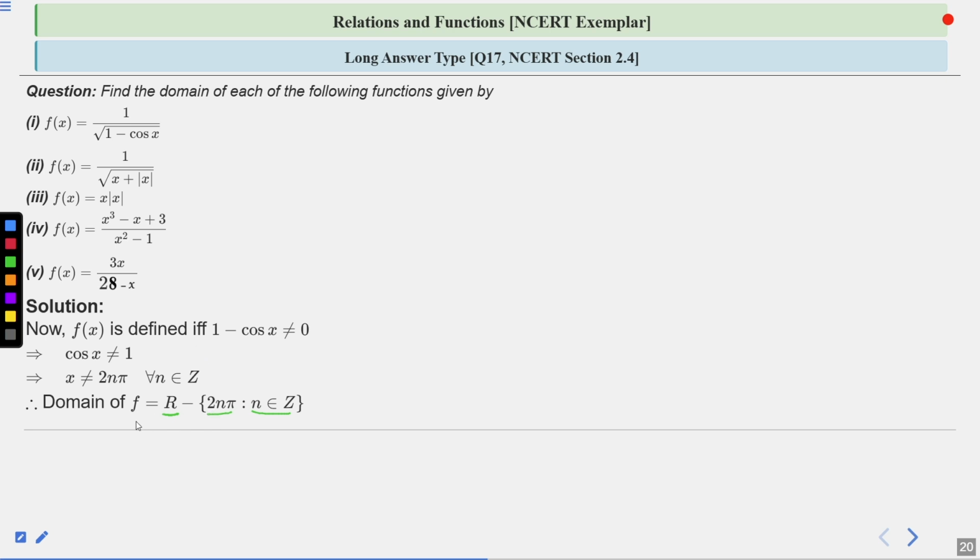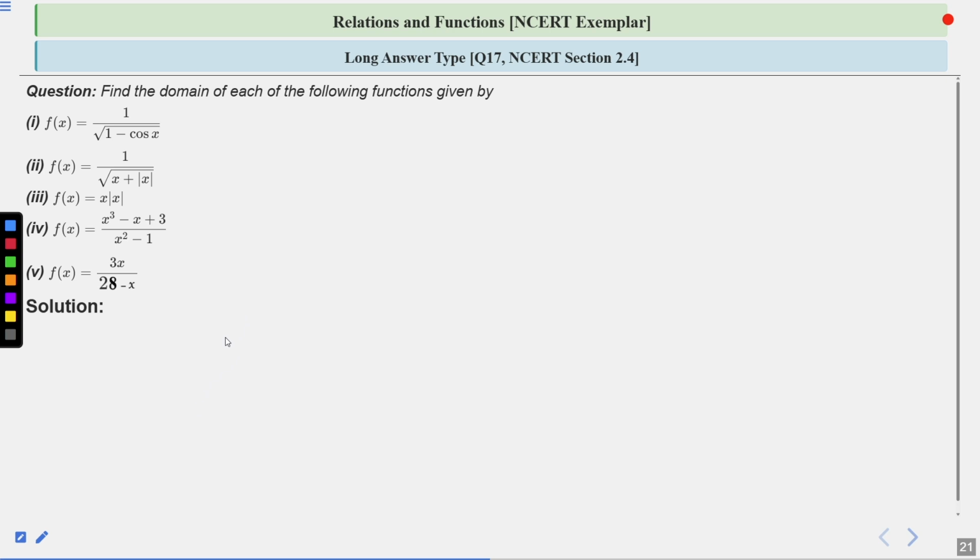I hope the domain explanation for the first is clear. What we did is quite simple. First condition, the denominator cannot be 0. So x cannot be 2n pi. Clear? Now, can 1 minus cos x have a negative value? No. Why? We know that cos x always belongs to the interval minus 1 to 1. So this quantity is always positive or 0. But we are excluding whenever it is 0. So we get the domain as all real numbers except the numbers 2n pi.